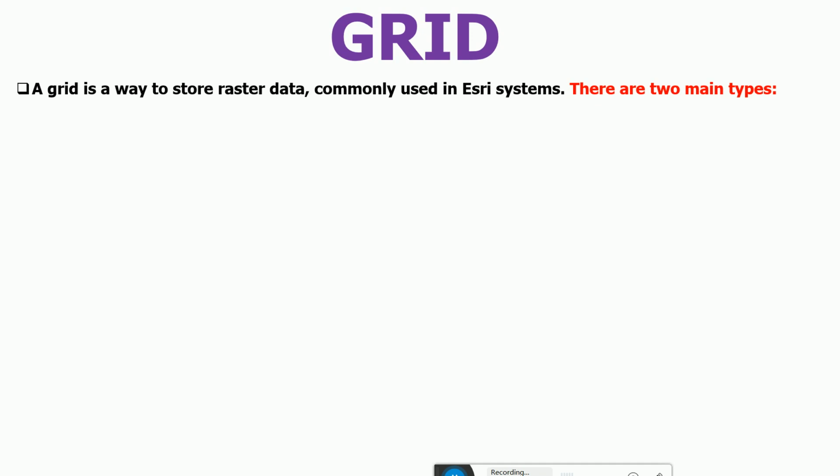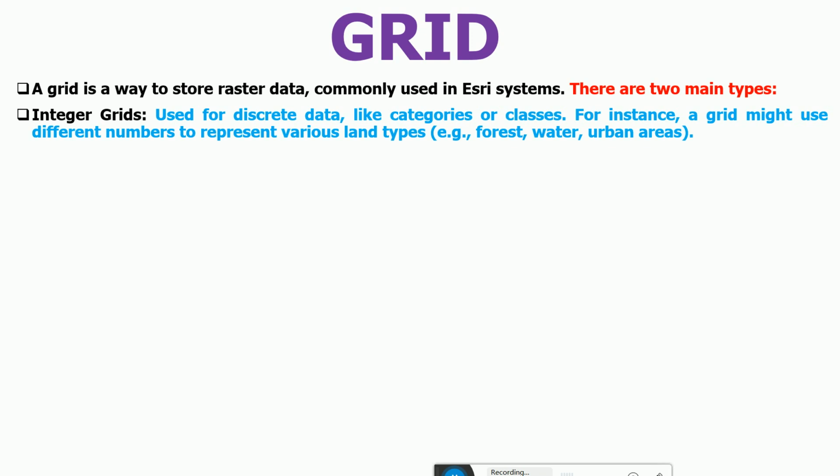More about the grid. A grid is a way to store raster data, commonly used in Esri systems. There are two main types. Esri is the best in GIS; the main GIS software, ArcGIS, was developed by Esri. So there are two main types. Integer grids are used for discrete data like categories or classes. For instance, a grid might use a different number to represent various land types, for example forest, water, urban areas. This can always be represented by an integer grid.